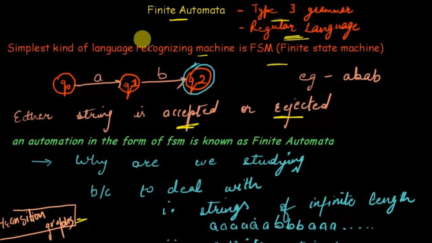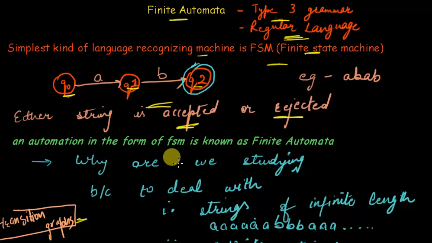Now we use transition graphs like this to represent the machine, wherein we have some states like Q0, Q1 and Q2 and transitions between them, like going from Q0 to Q1 and then Q1 to Q2. These A and B are the inputs. Now an automaton in the form of FSM is known as finite automata.